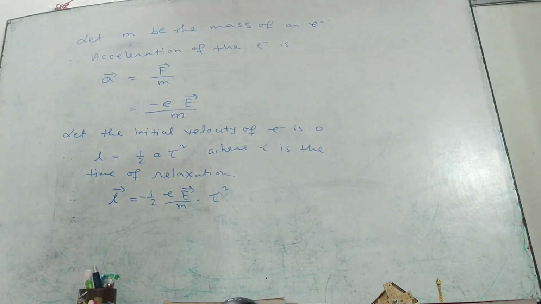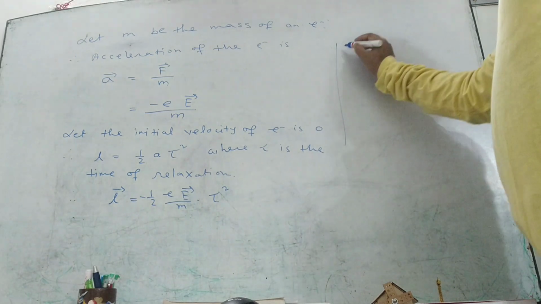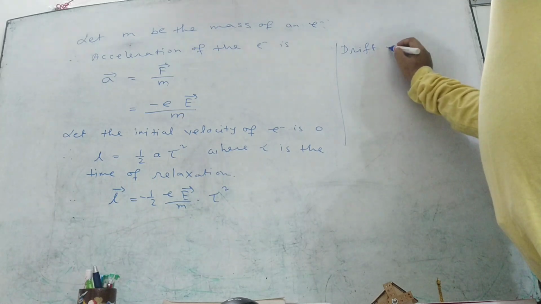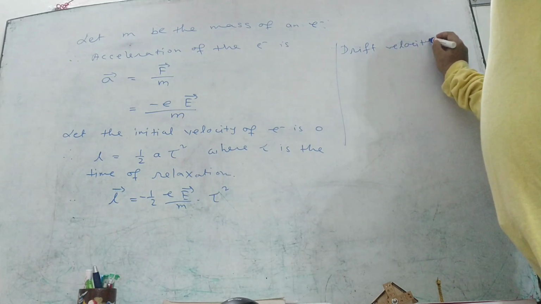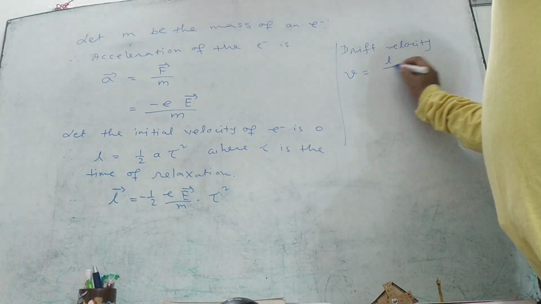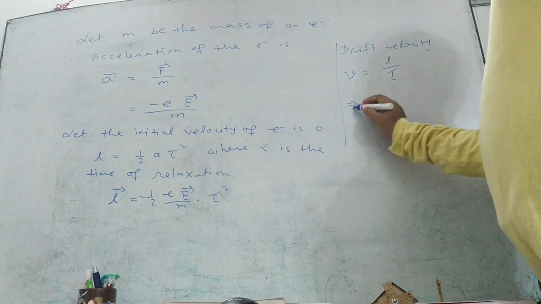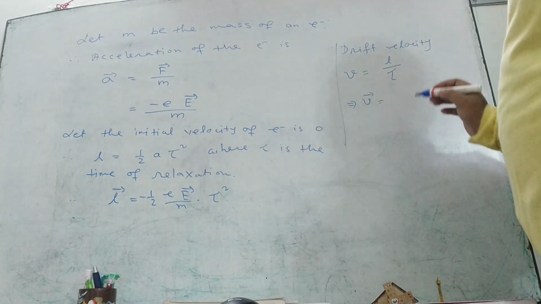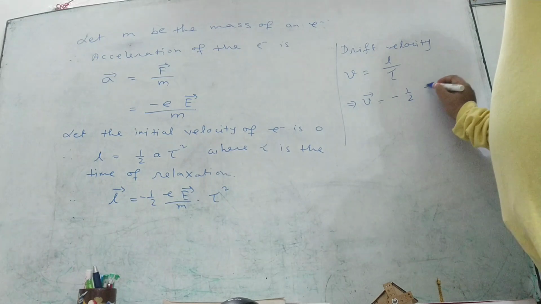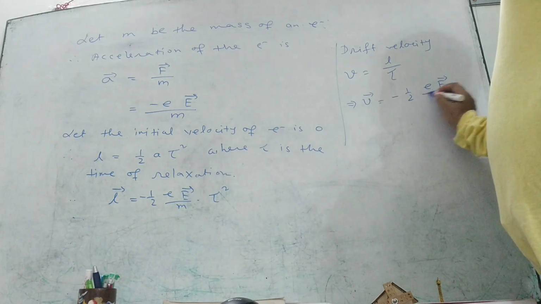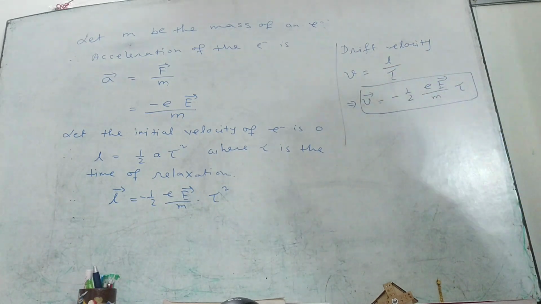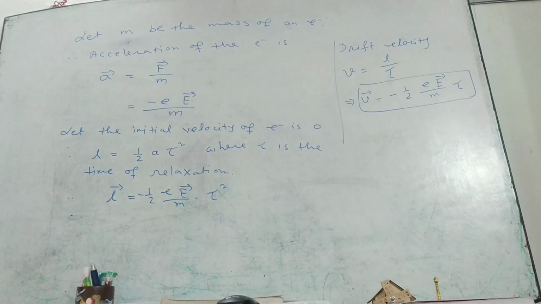Therefore, drift velocity v is equal to L by tau. This is equal to minus half small e capital E by m into tau. This is the final expression of drift velocity of an electron.